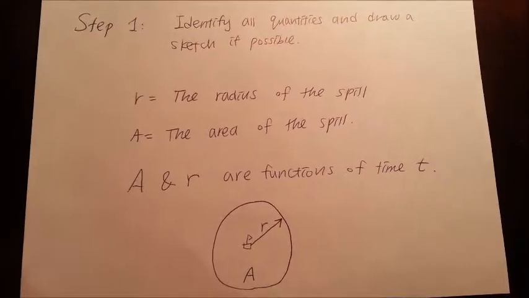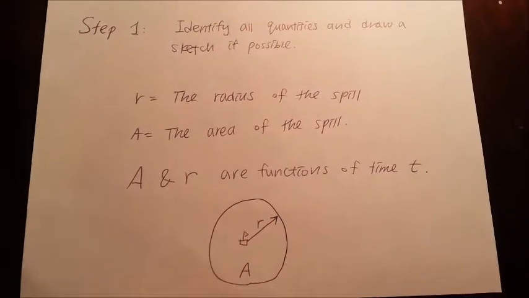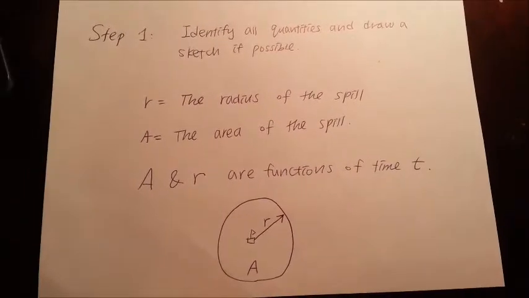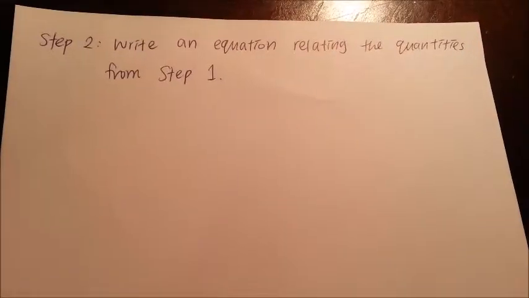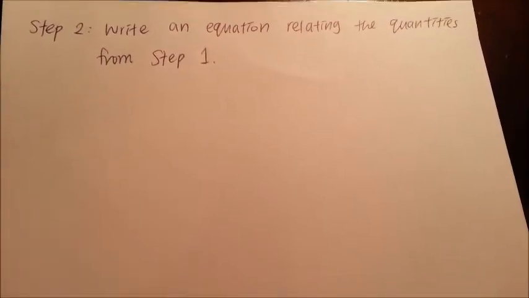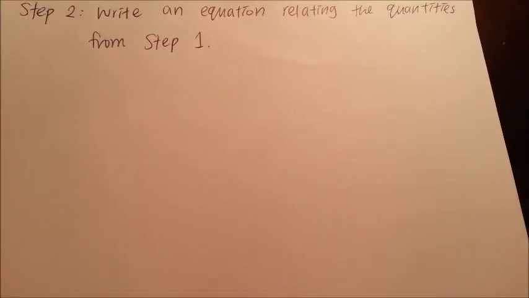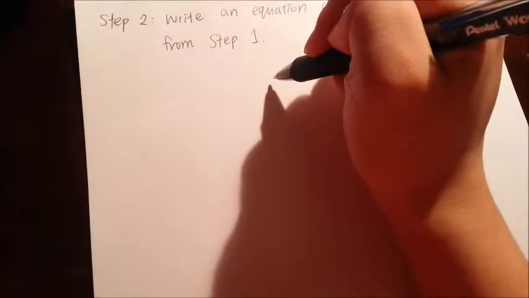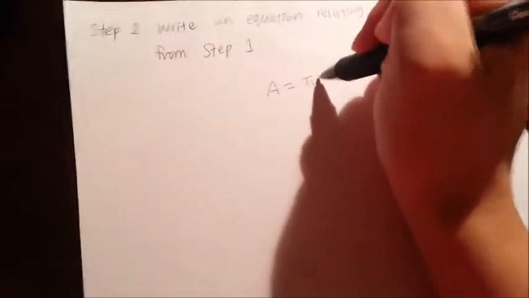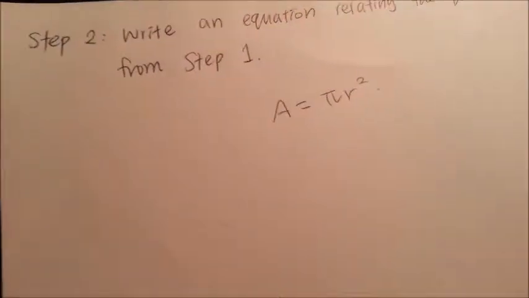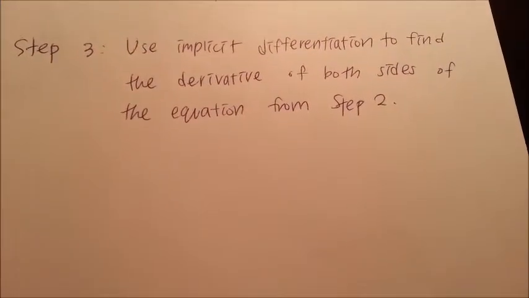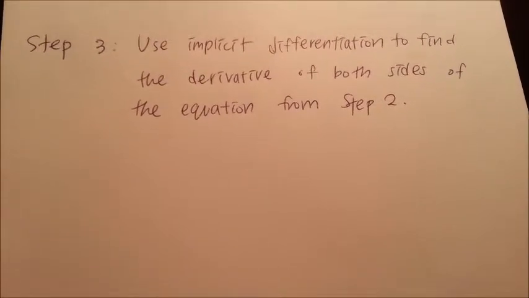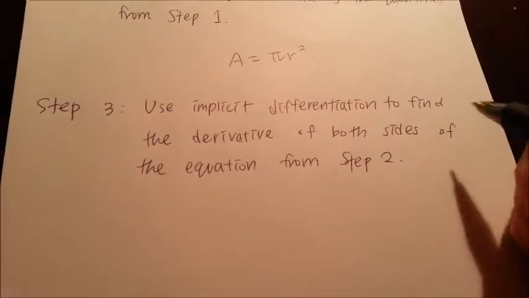So r equals the radius of the spill and A equals the area of the spill. A and r are functions of the time t. Step 2. Write an equation relating the quantities from step 1. Since it's asking for the area of the circle, the equation is A equals pi r squared. Step 3. Use implicit differentiation to find the derivative of both sides of the equation from step 2, which is A equals pi r squared.